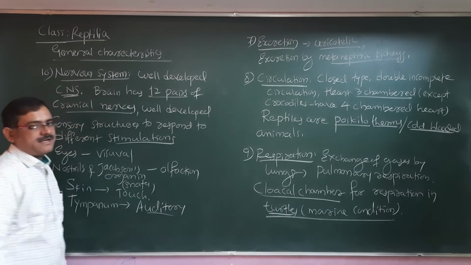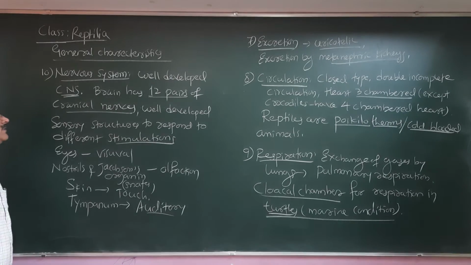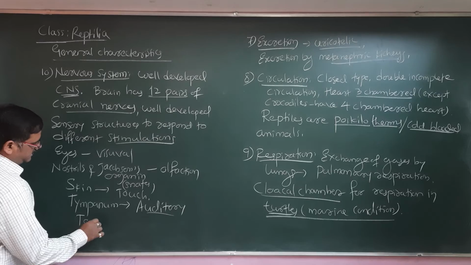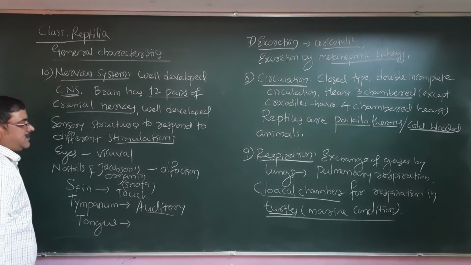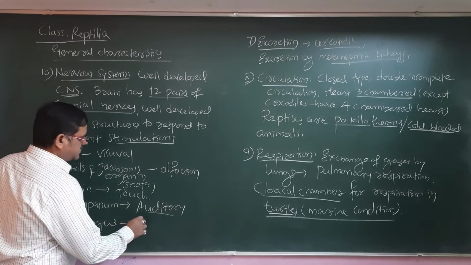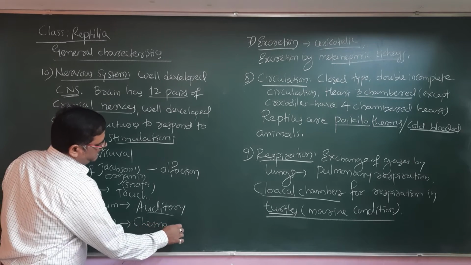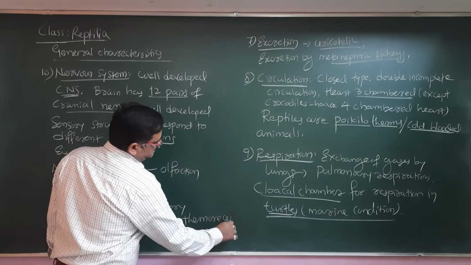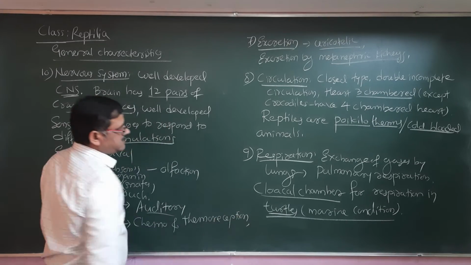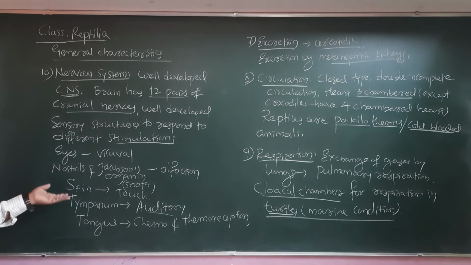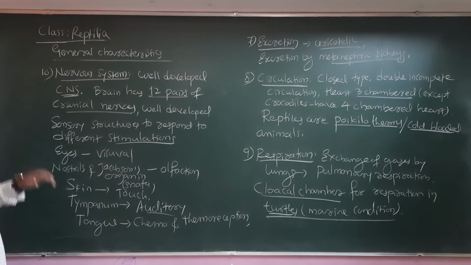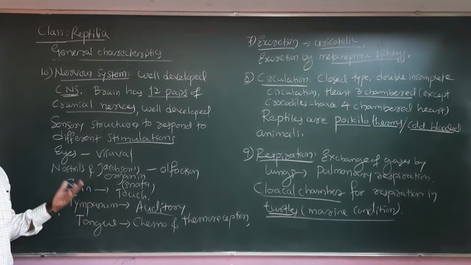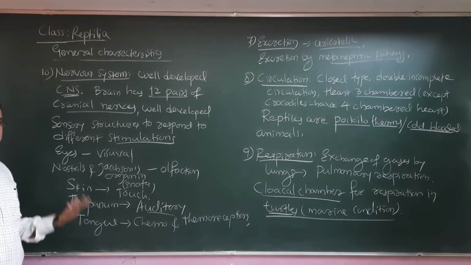Auditory means hearing ability. And then they have the single or bifid tongue, which gives chemosensation and thermosensation, chemo and thermoreception, mainly in the case of snakes only. So this is what we talk about mainly regarding the nervous system, as well as the number of sensory structures or organs they have for the response.